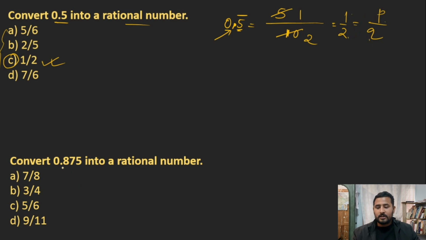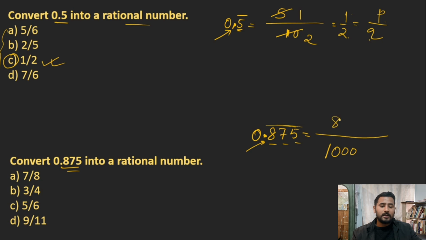Let's see the next question. Convert 0.875 into a rational number. So how will we convert? First of all, we'll see how many digits there are after the decimal point: 1, 2, 3. So in the denominator, what will we do? We put 1 and 3 zeros. It is 1000 now, and the rest you write above in the numerator. So our answer will be 875 by 1000.